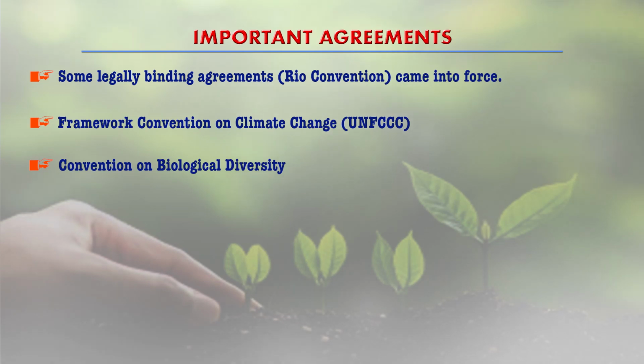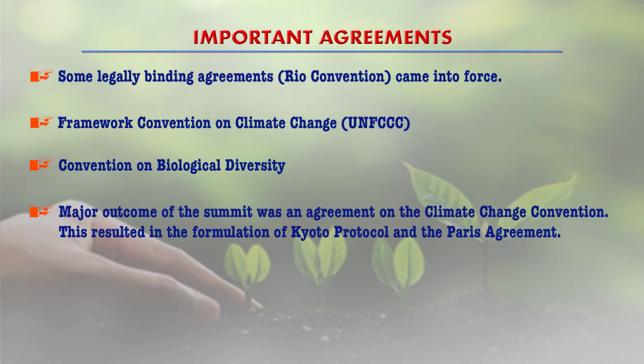Now, some important agreements took place which were legally binding: Framework Convention on Climate Change, UNFCCC, and then Convention on Biological Diversity. Now, major outcome of the summit was an agreement on Climate Convention. This resulted in the formation of Kyoto Protocol and the Paris Agreement. Today we know how important this climate change is, and the basis was laid in this Rio conference.